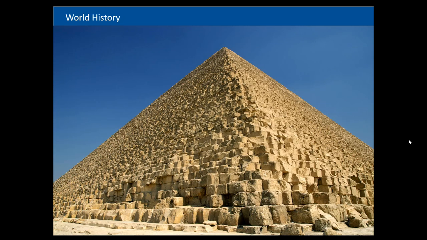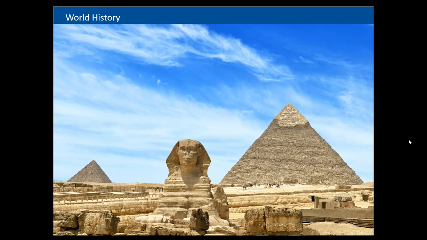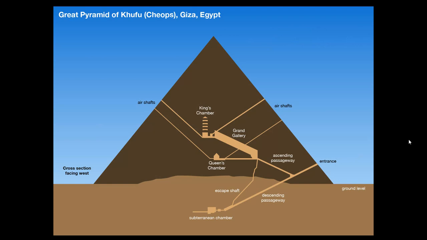And here's a view from the Sphinx. Here's the Great Pyramid of Khufu in Giza in Egypt. And you see a diagram of what it looks like on the inside. You have air shafts and a gallery area, ascending passages, a queen's chamber, an escape shaft, and a subterranean chamber as well.